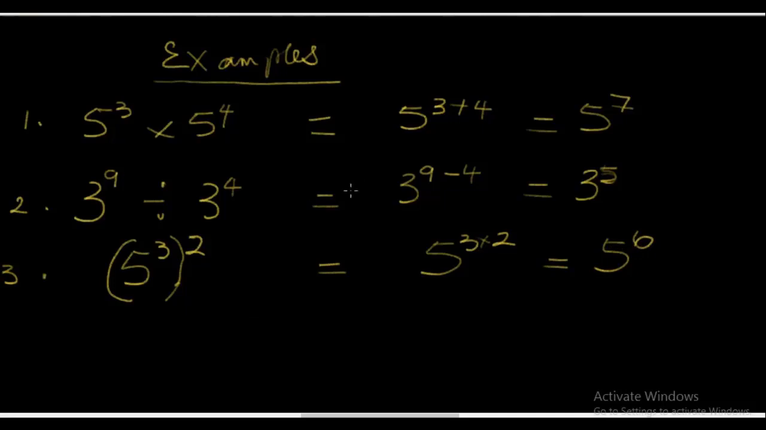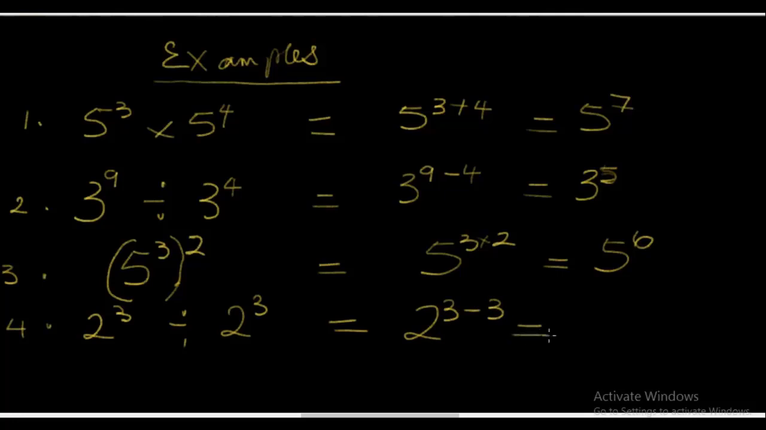Now these are simple examples. As we proceed, we will get to much tougher examples, but with these you will be able to assimilate and digest the laws of indices. Now let's move on. Example 4: 2 raised to the power 3 divided by 2 raised to the power 3. This is the same as writing 2 raised to the power 3 minus 3, which is equal to 2 raised to the power 0, which is equal to what? 1. And this brings me to the end of this tutorial.